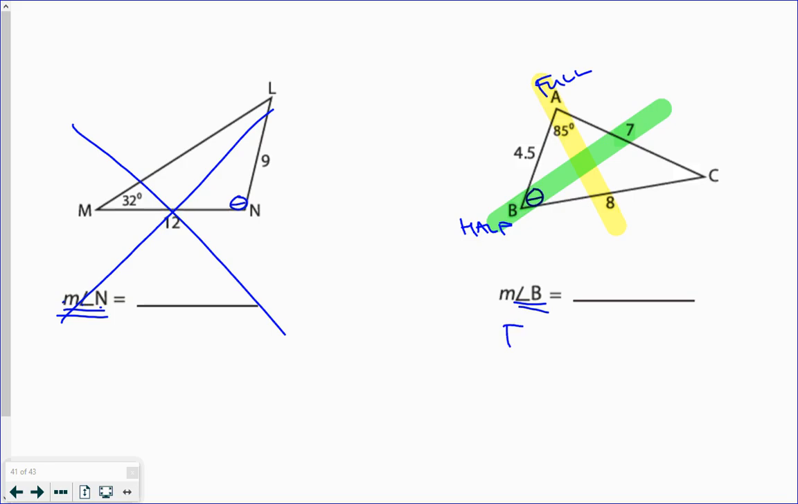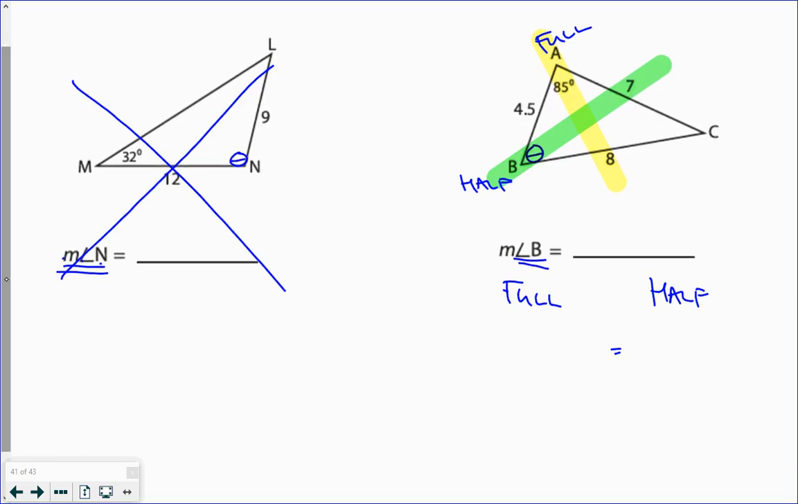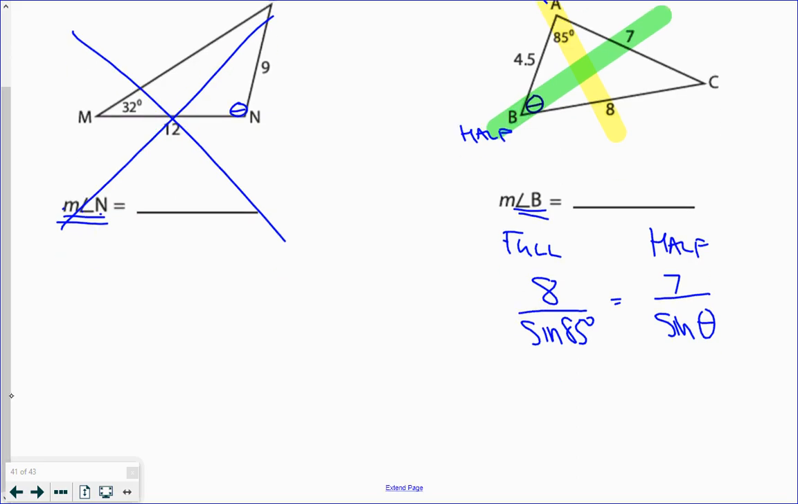So when you're doing your formula, you do full set, half set. So your full set is 8 and 85, so 8 over sine 85. Your half set is 7 and sine theta, or you could put the letter B, I could care less. So full set, half set, every single time. Questions on that? By the way, that's what we're calling setup. So that's what we want to see on your page.